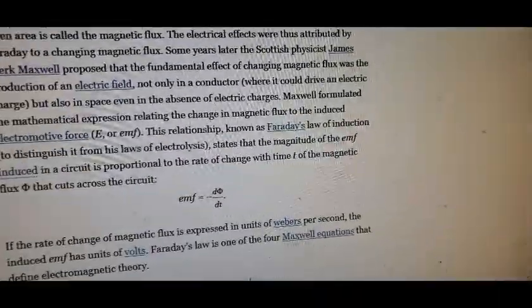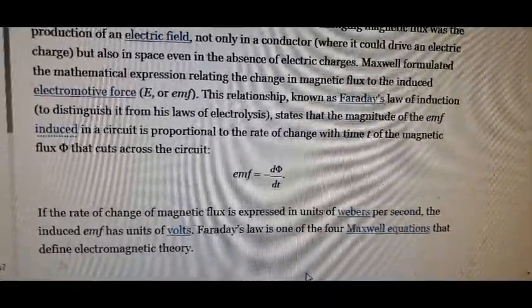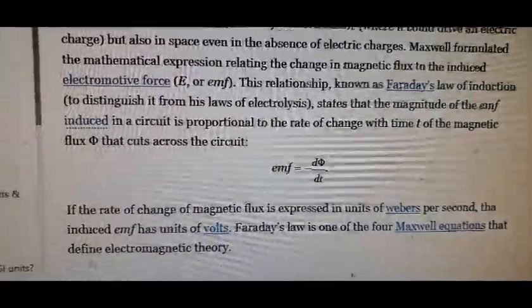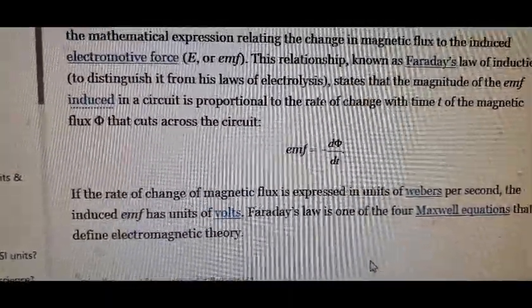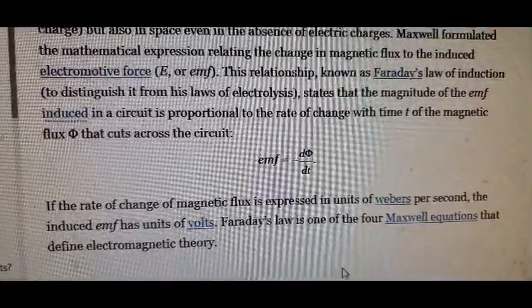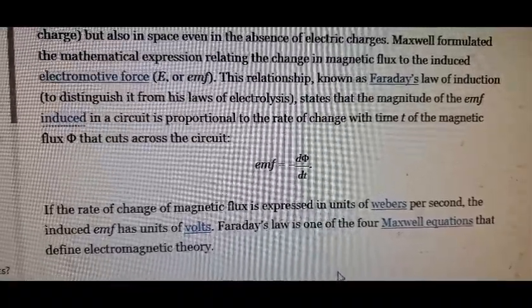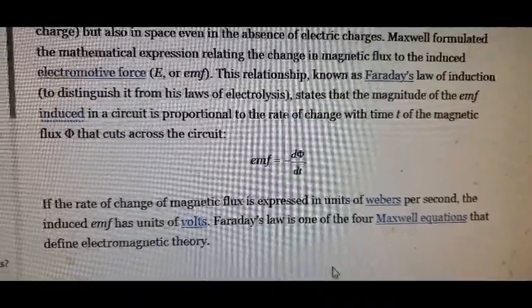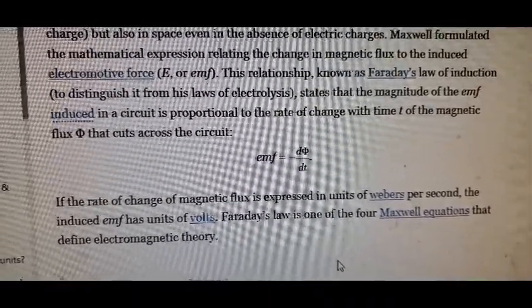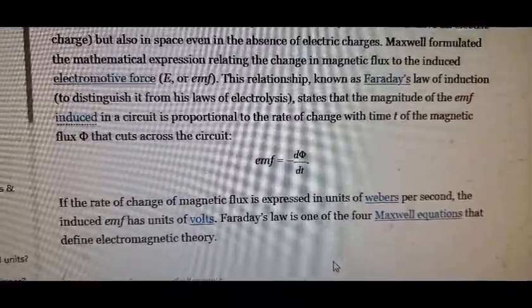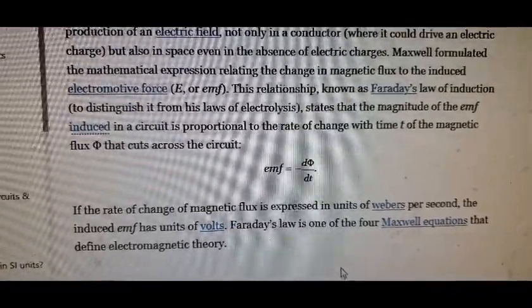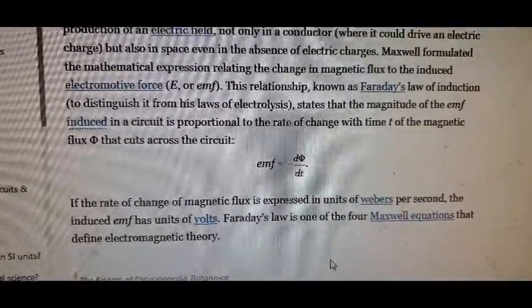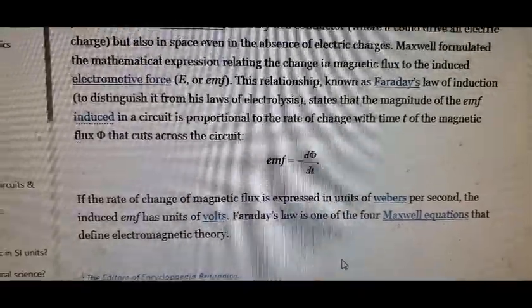So to bottom line that, if you have a weak magnetic field that changes slowly, you will have a low voltage for your spike. If you have a strong magnetic field that changes slowly or a weak magnetic field that changes quickly, you'll have a moderate spike. And if you have a strong magnetic field that changes quickly, you'll have the highest voltage spike of all. That's what that equation tells you.